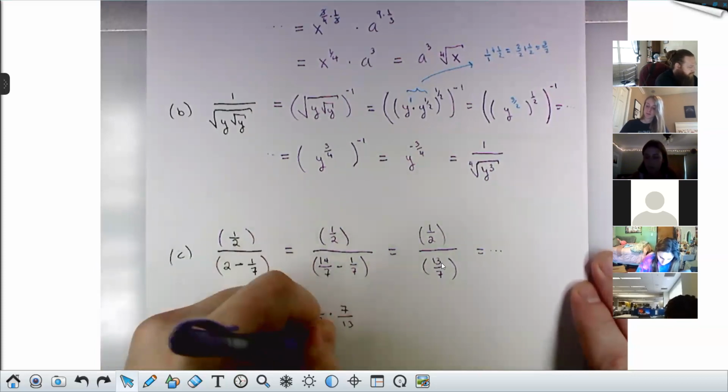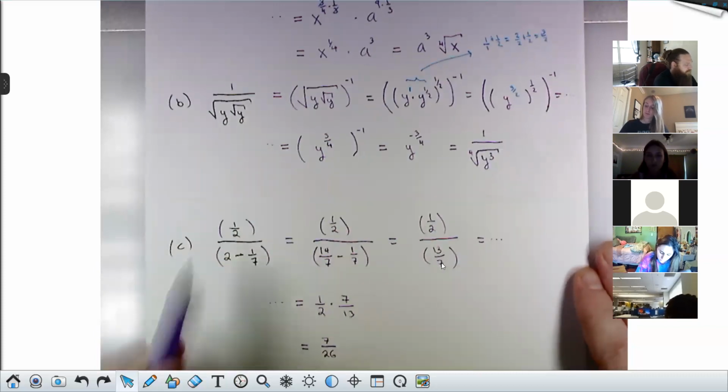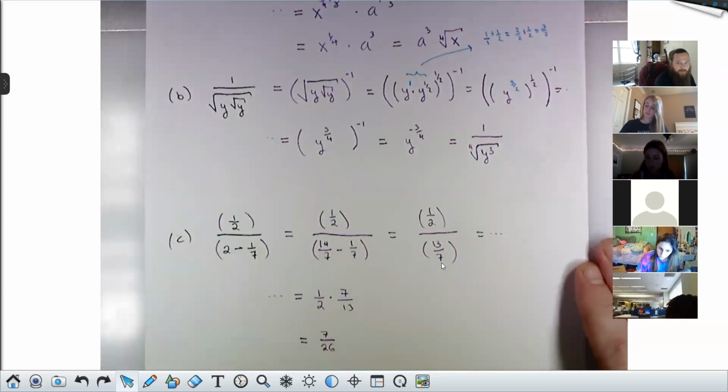That's it. And now fractions multiply straight across. So 1 times 7 is 7. 2 times 13 is 26. So this whole mess here is really 7/26.